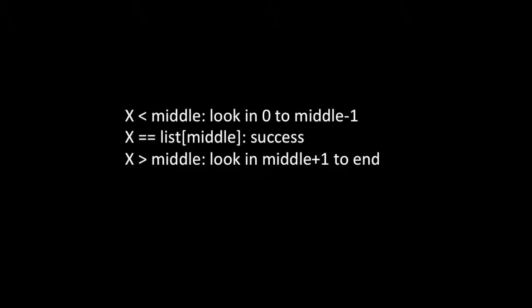Such a call requires the following parameters: the list in which we are looking, the desired element, and the bounds of the search. For example, if we are looking in the first half, the bounds would be 0 to middle index minus 1. And if we are looking in the second half, the bounds would be middle plus 1 to length minus 1. Why don't we look at middle? Because that's the element we've already just checked.